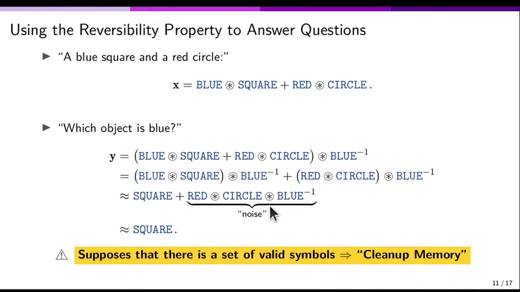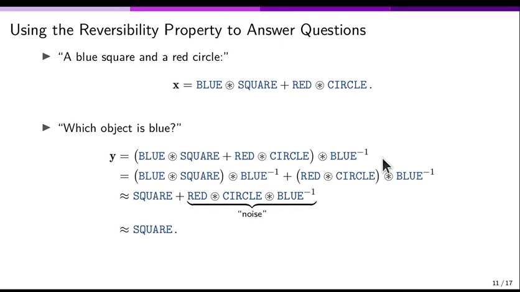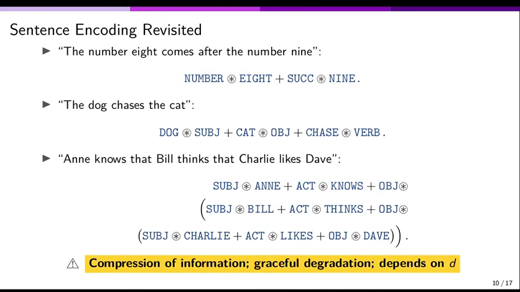If I actually wanted to get this exact vector out, I would need some list of, okay, here are my valid answers. Go and compare my output to each of those valid answers, which they end up calling a cleanup memory. But that's the chain of reasoning of how you can do manipulations with this style of representation. I can encode information, I can extract information back out.